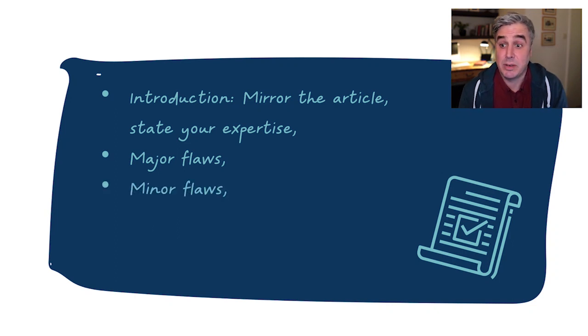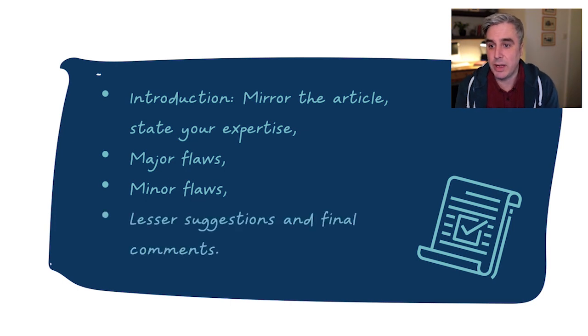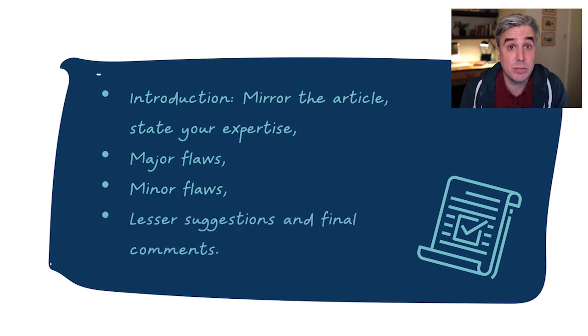After the major flaws, you want to again do the same with the minor flaws. Again, it's a really good idea to present these also as bullet points. And finally, you want to round off with some lesser suggestions. Maybe you've seen some typos you want to draw the author's attention to, or some grammatical mistakes. And then finally, round off with some positive comments.